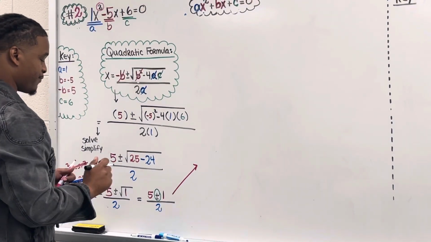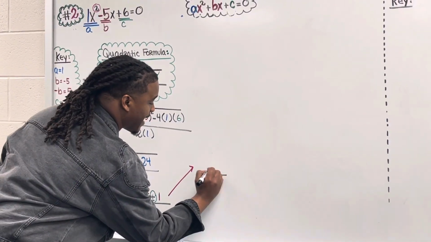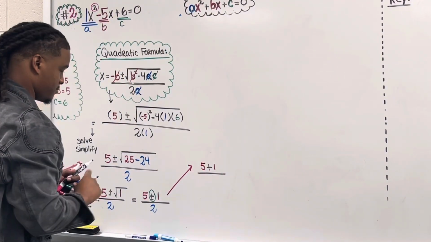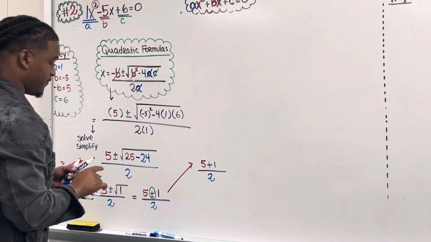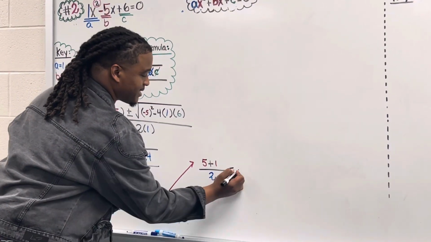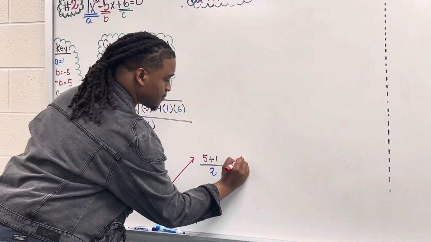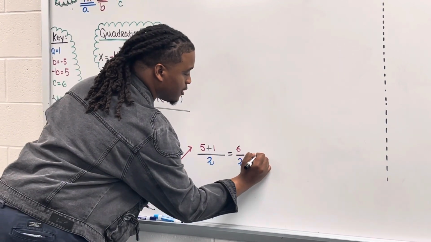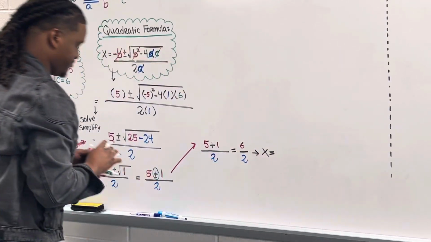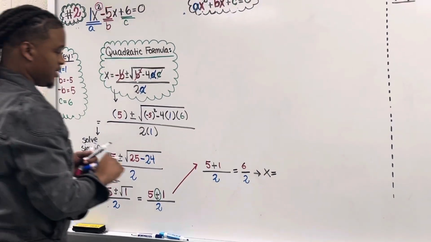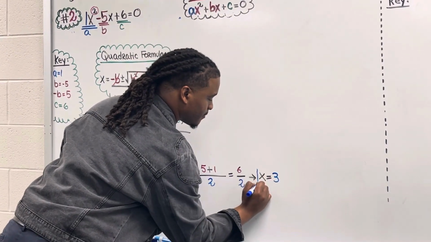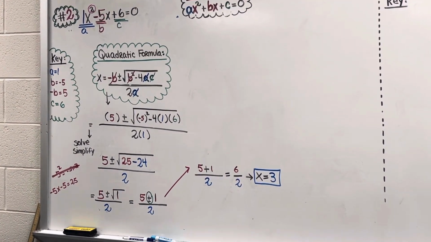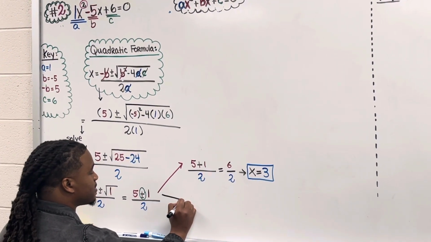So the first operation we're going to add, okay? So we're going to say 5 plus 1 at the top, all divided by 2. 5 plus 1 is 6, and 6 divided by 2 is 3, okay? So we know that one of the values that x could be in order to make this whole thing equal 0 is 3. Okay, now we're going to see if x has another value, which it does. So now let's do the other operation, which is subtraction.